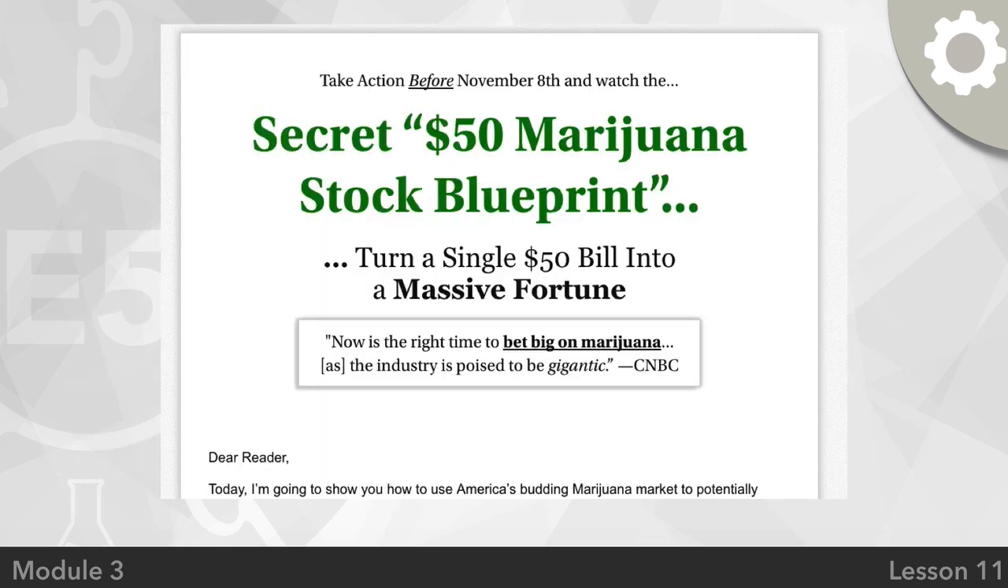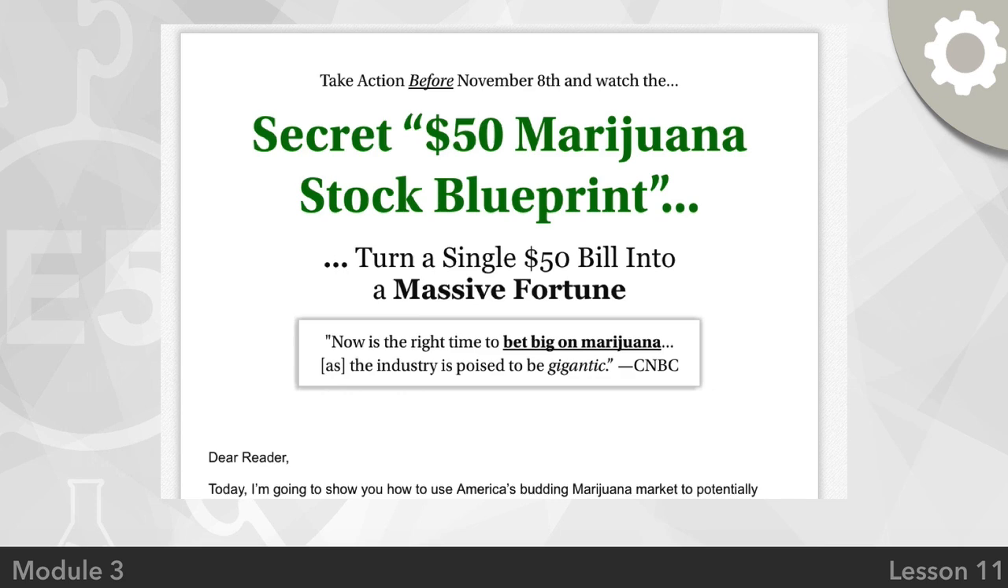Let's go through a few examples of real world big ideas. This happens to be from the financial investing newsletter business, and I want you to simply see two elements here. So we've got, take action before November 8th and watch the secret $50 marijuana stock blueprint turn a single $50 bill into a massive fortune. Now is the right time to bet big on marijuana. The industry is poised to be gigantic.